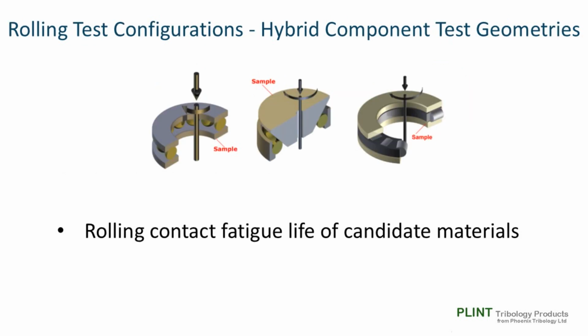Hybrid test geometries use the rolling elements and one raceway from standard rolling element bearings, with the other raceway replaced with a simplified and easy to manufacture specimen of candidate material in the form of a disc or cone. These hybrid test geometries are primarily designed for evaluating rolling contact fatigue life of candidate materials.